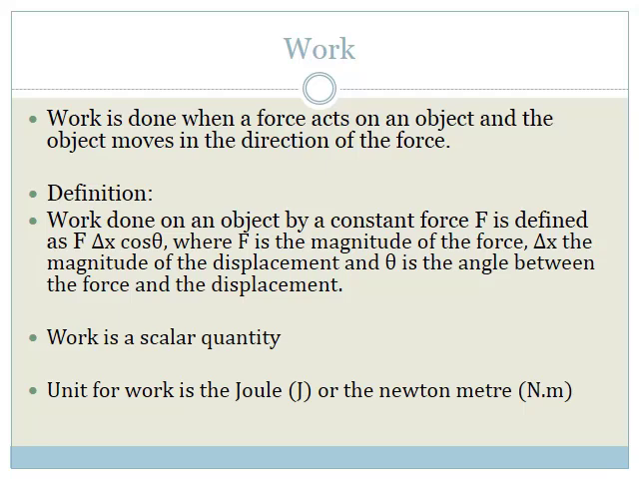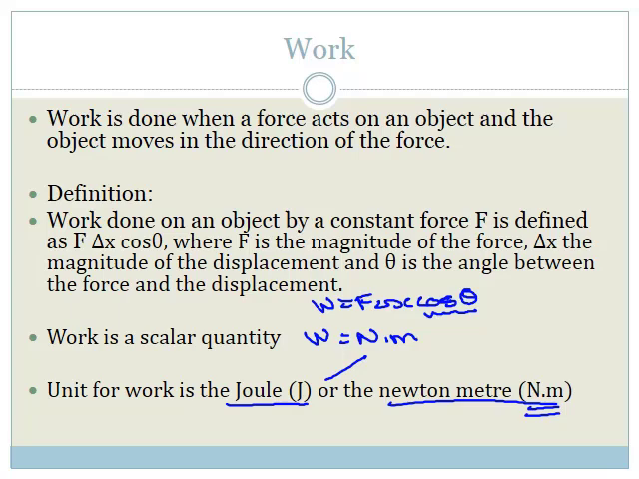Finally, the unit for work is the joule, okay, or the Newton meter. And where do they get that Newton meter from? Well, if you remember, we know that work is equal to F delta x cos theta. Cos theta doesn't have a unit, but F is measured in newtons and delta x is measured in meters. So the work done is Newton meters, or better still, we know it as joules.